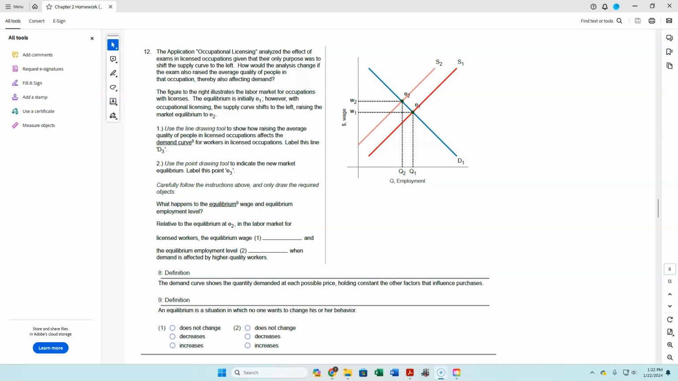So the idea here is that the demand is also going to be increasing at the same time as supply is decreasing, which would mean that both our equilibrium price and our equilibrium quantity are going to be increasing, so long as our shift in demand is greater than our shift in supply, which we kind of have to assume is going to be the case here.